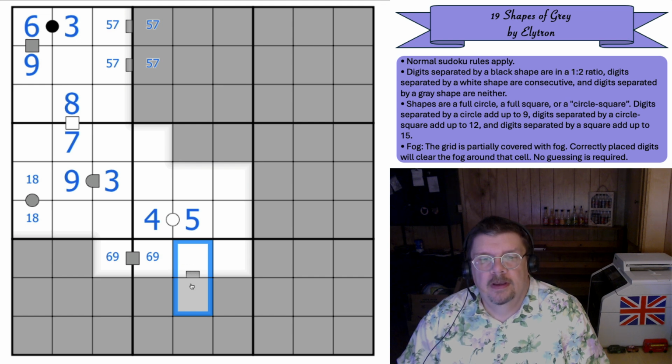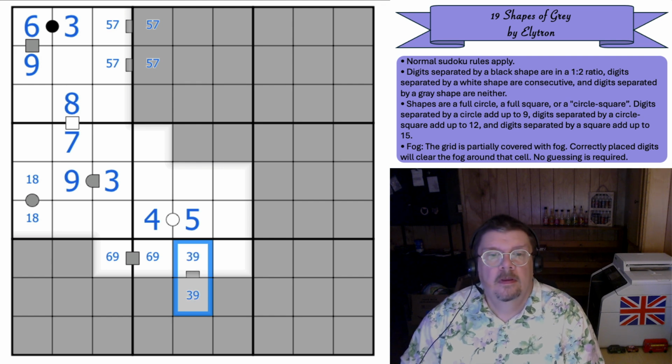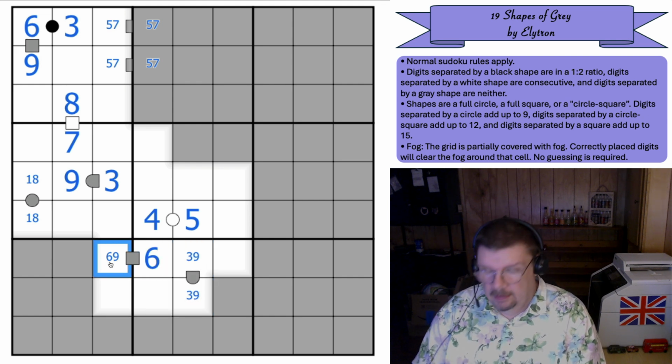Okay, if this were a full square, it would have to add up to 15, but could not be 7-8 because they're consecutive and that's grey, but it can't be 6-9 because that would break that cell. So this must be a square circle which adds up to 12. Can't be 5, 7 because of this. Can't be 8, 4 because that's one double the other. So it's got to be 9, 3. That makes this a 6 and this the 9.